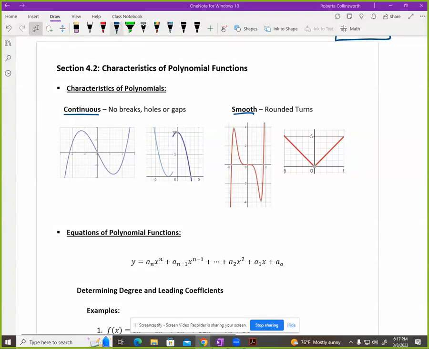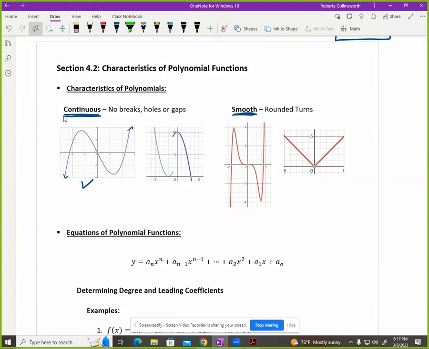Okay, we're going to move on to 4.2, which is characteristics of polynomial functions. Characteristics of polynomials have to be, first of all, continuous. That means that they go on forever in both directions, and they have to be smooth. So this is a polynomial function because it does go on forever. And we're assuming it's going on forever in both directions. They don't have arrows there, but we're just assuming they are.